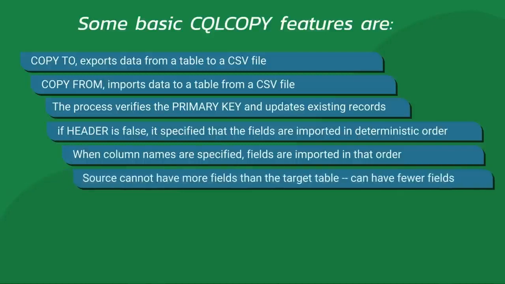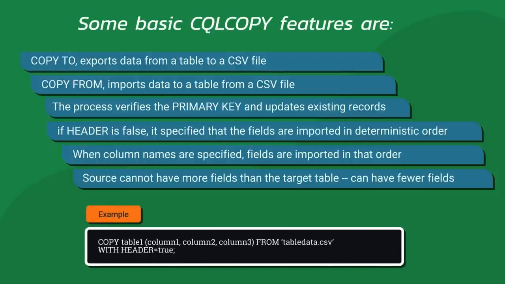Source cannot have more fields than the target table, but surely can have fewer fields than the target table. So let's look at an example of basic data loading with CQL COPY. This is a good method to use to get started. We will import the data in column1, column2, and column3 from the CSV file table1data.csv when header is equal to true.